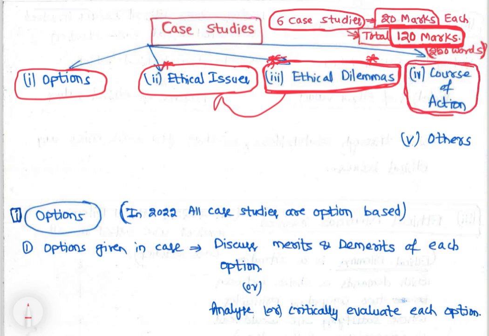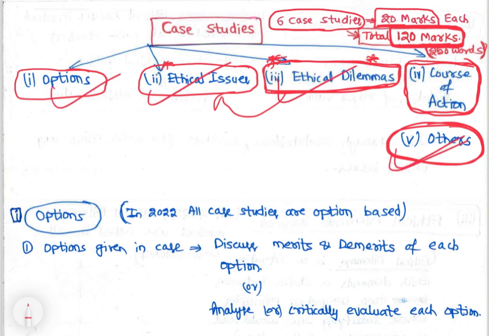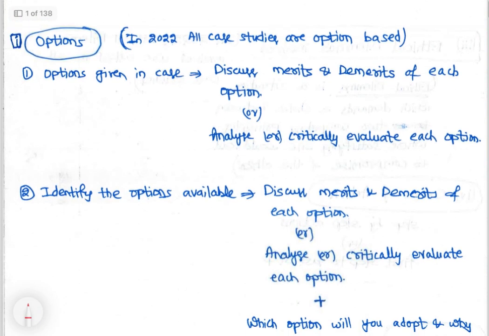In this case, they will ask for a course of action or what steps you will take to address the issue. Then there are other case studies, all the miscellaneous case studies which do not fall under these categories. We'll discuss all kinds of case studies. First, options based case studies. In 2022, all the case studies were option based.